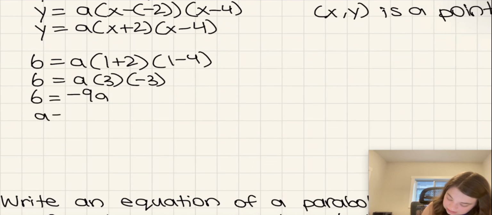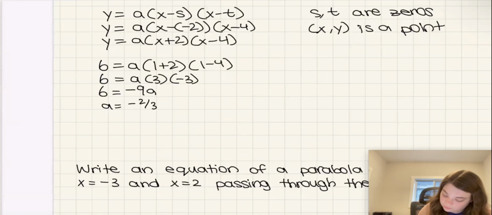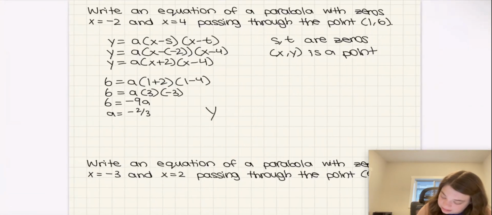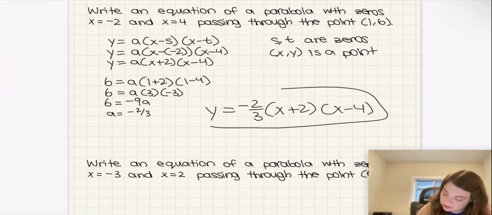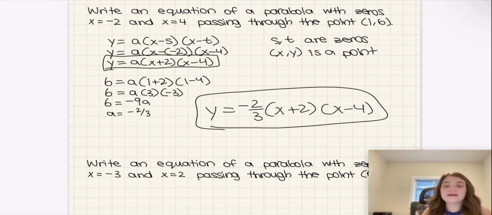That means a is equal to -2/3. That means that overall the answer is that y is equal to -2/3 times (x plus 2) times (x minus 4). And that's going to be our final answer because we're going back to this step here, but this time we've solved for a, and so we're plugging in the a value.